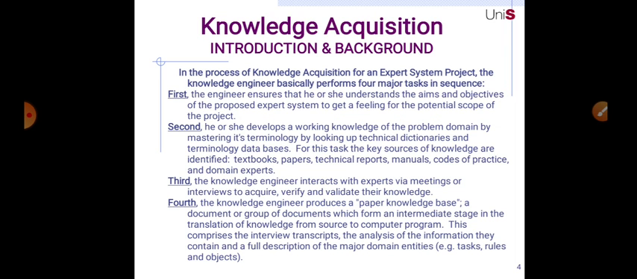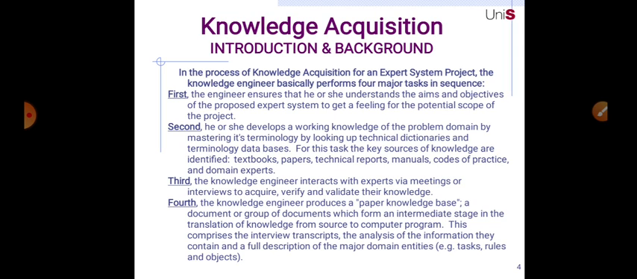Next, in the process of knowledge acquisition for an expert system project, the knowledge engineer basically performs four major tasks in sequence. At the time of the acquisition of knowledge, the knowledge engineers perform their tasks in four sequences. First, the engineer ensures that he or she understands the aim and objectives of the proposed expert system to get a feeling for the potential scope of the project. The engineer should understand the aims and objectives of the particular project.